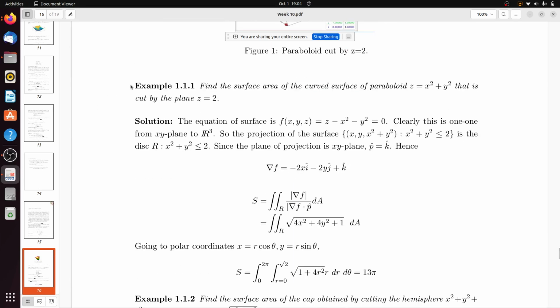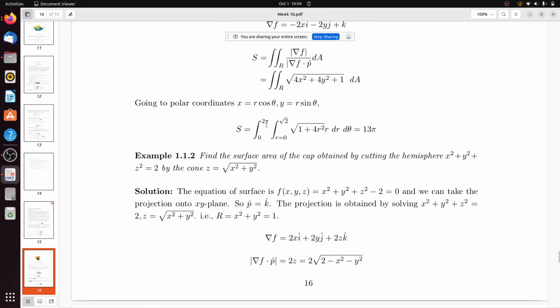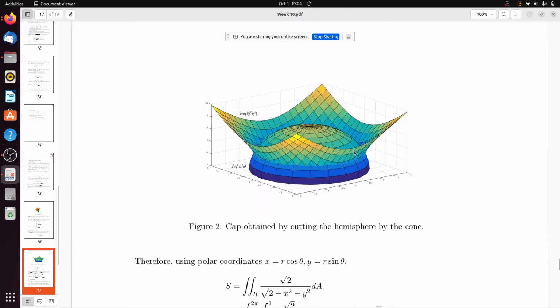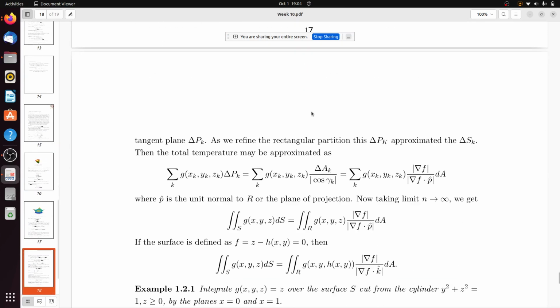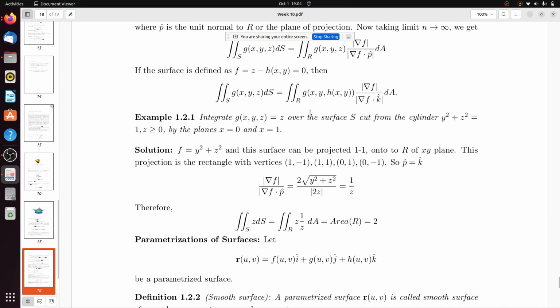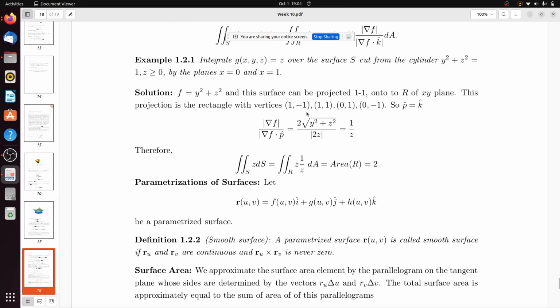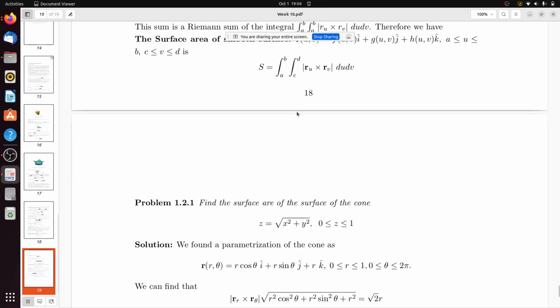There are some more problems on surface integrals and the surface area of the cap obtained by cutting the hemisphere by the cone. So there are many problems on surface integrals, and I think you can check them out. I will upload these notes, no problem.